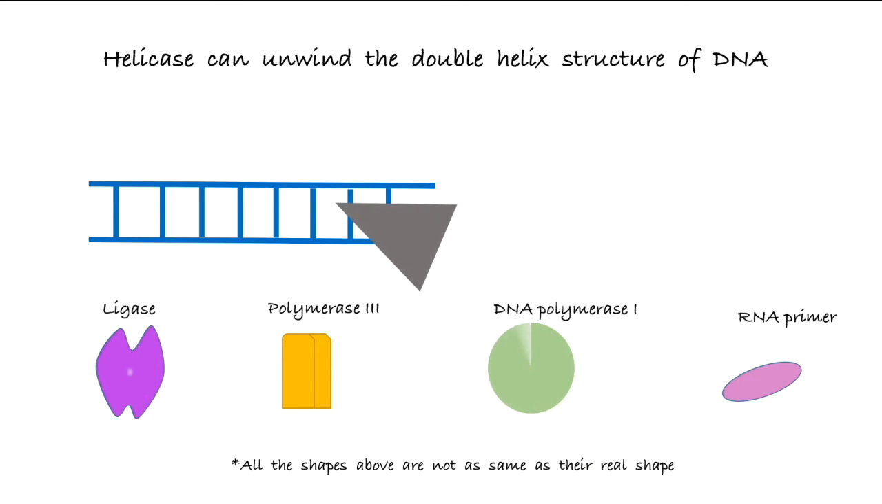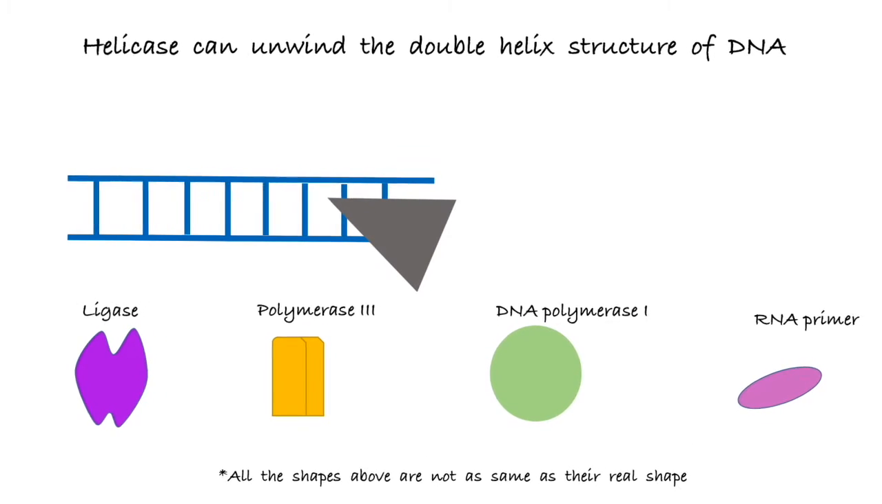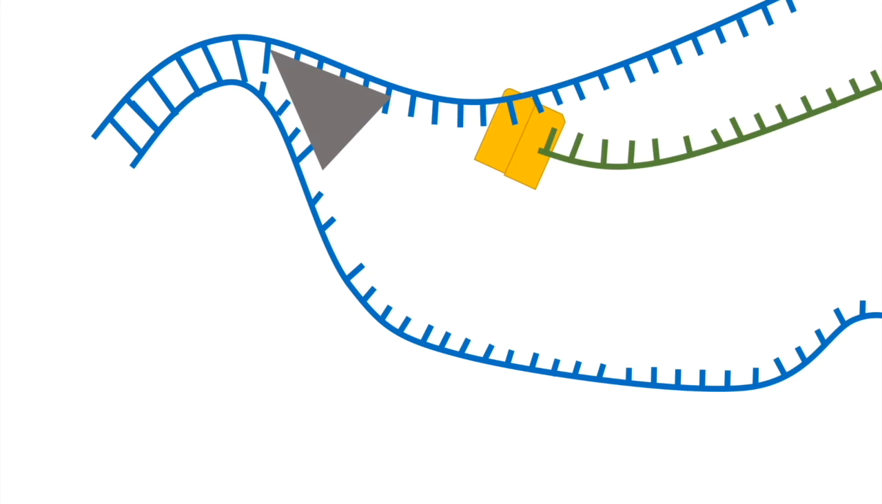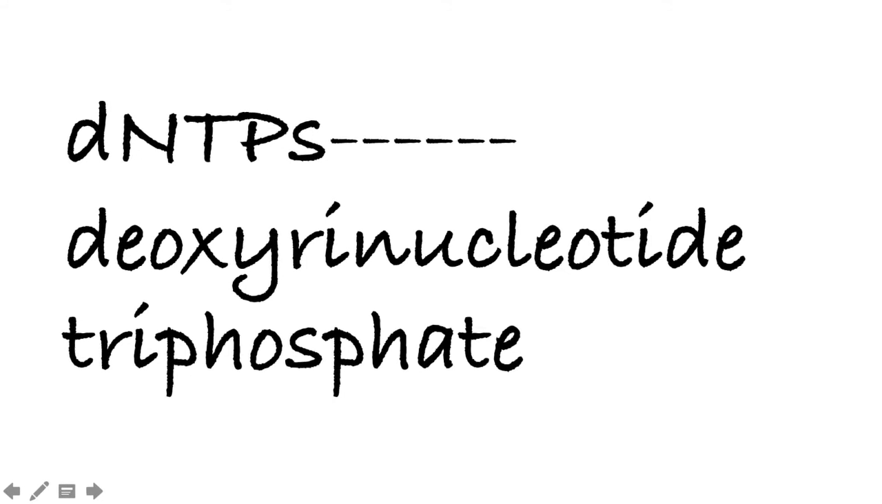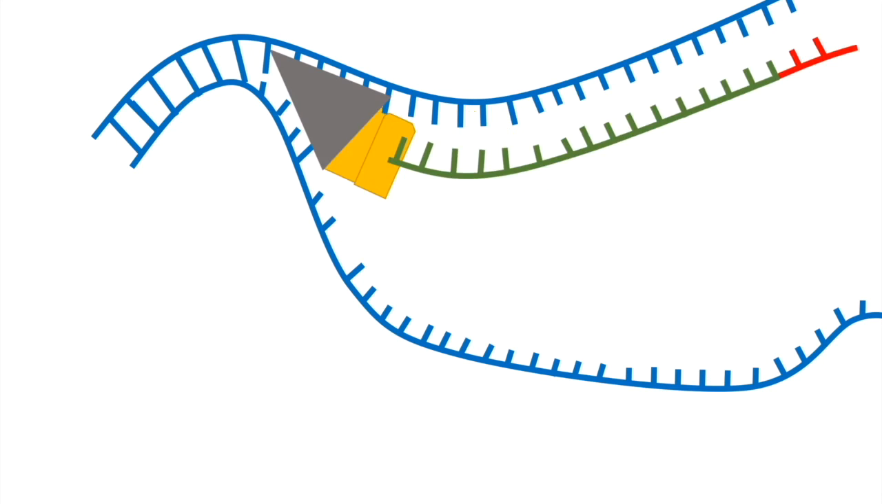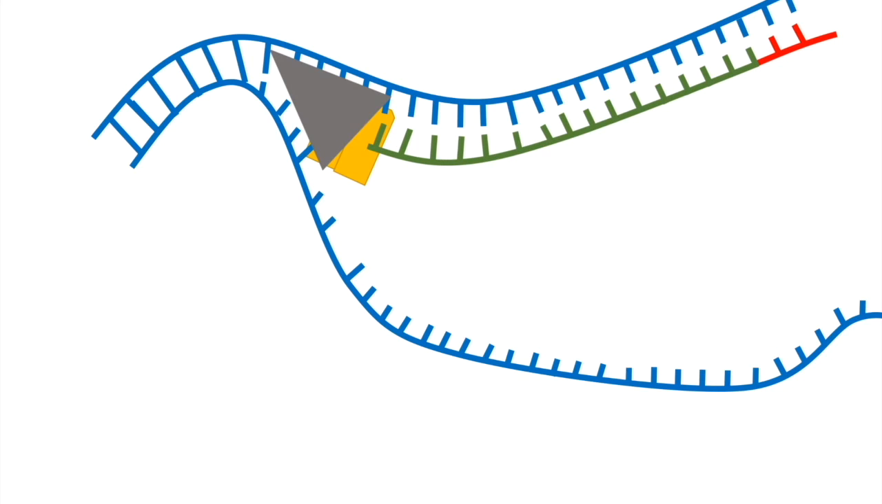Now, the DNA replication. The first step is to unwind the double helix structure of DNA. Helicase is a kind of enzyme that uses ATP to move and unzip the two strands of DNA. Single-strand binding protein attached to each strand keeps them open. DNA polymerase III catalyzes the formation of new strands using dNTPs. dNTP stands for deoxyribonucleotide triphosphate. By pairing the dNTPs to their complementary base pair from 5' to 3', the leading strand is formed.